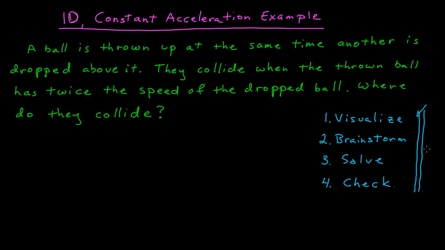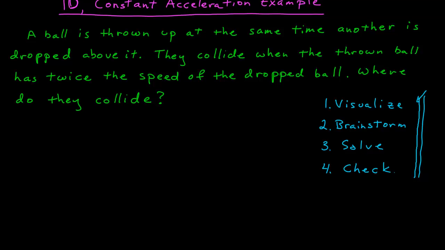This one is vague and it requires the person solving it to make a lot of decisions, and we'll demonstrate that here. So the problem is this. A ball is thrown up at the same time another ball is dropped above it. They collide when the thrown ball has twice the speed of the dropped ball. Where do they collide? I would challenge anyone to just be able to read that and write down the equation that's going to give them the answer. This really requires us to do some thinking.